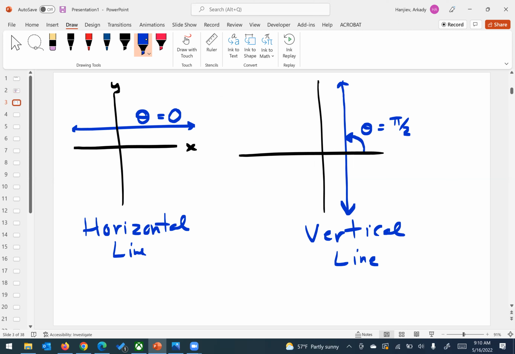So then again, think in your head, this is 90 degrees, right? Notice that every single time, it's always in terms of the x-axis. We always think of these as pulling off the x-axis. Okay, two more.